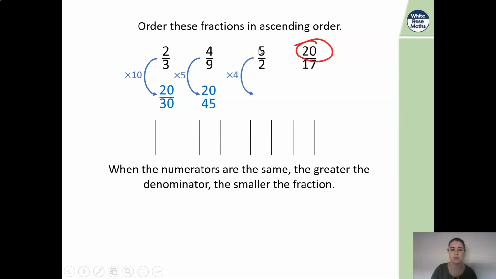Well, I know to multiply by 4. So I have to multiply both numbers by 4. That gives me 20 over 8. Now I need to put them in ascending order.